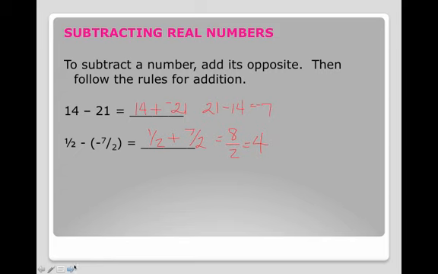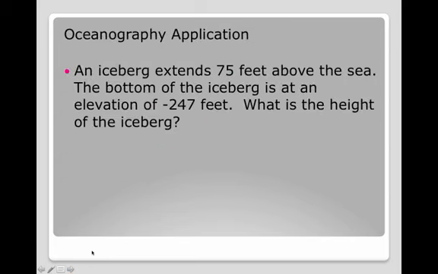Okay, should make sense. All right, here's my real world application. Yay, you're going to find that I have lots of real world applications. Don't know if they're actually real world or not, but we're going to consider them so. So an iceberg extends 75 feet above the sea. The bottom of the iceberg is at an elevation of negative 247 feet. What's the height of the iceberg?